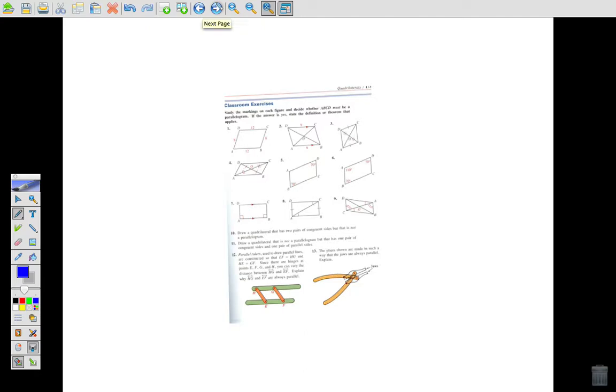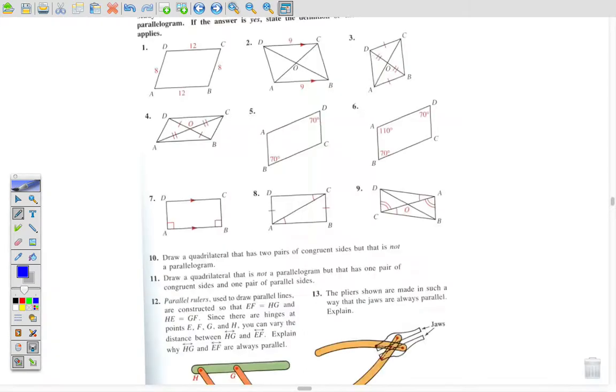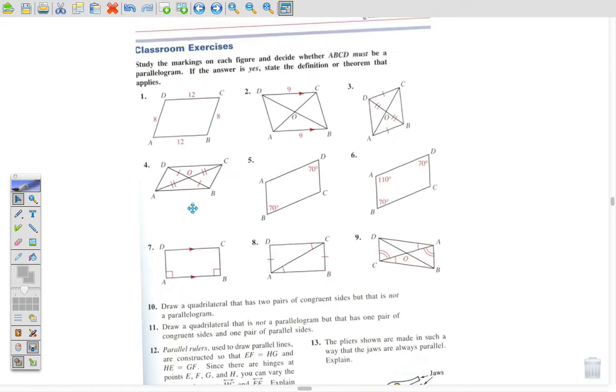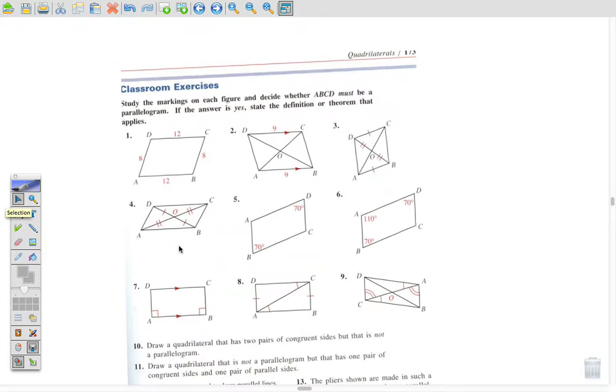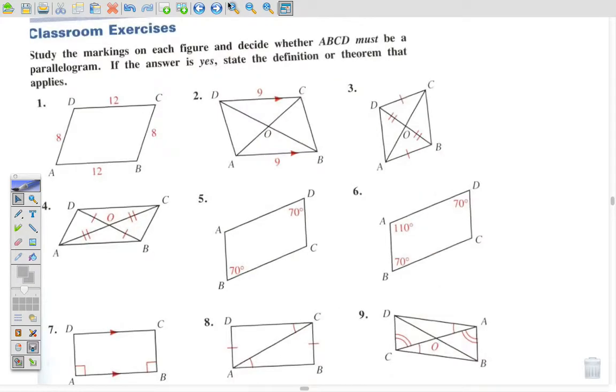All right, let's take a look at maybe just a couple basic examples. It says, study the markings on each figure and decide whether ABCD, or in other words, quadrilateral ABCD, must be a parallelogram. So let's take a look at number 1 here. Make this a little bigger.